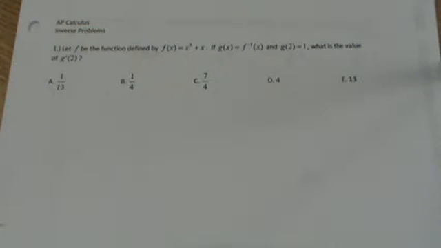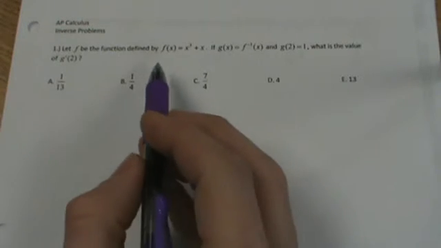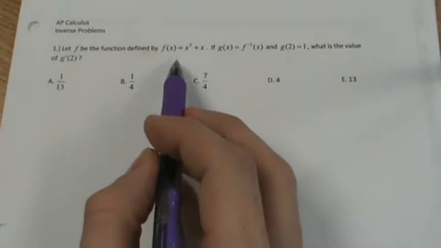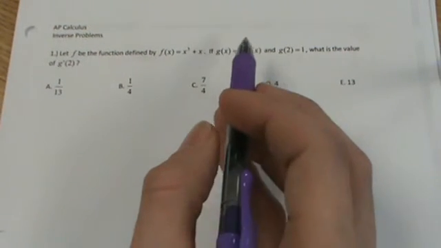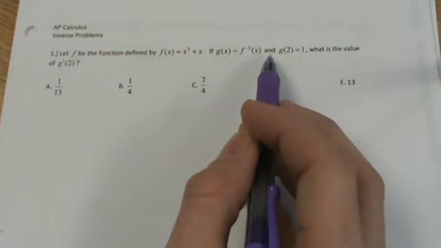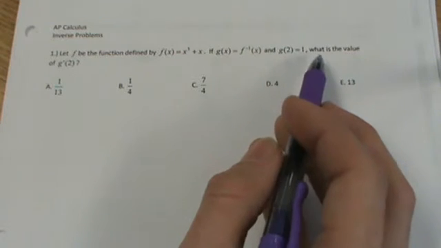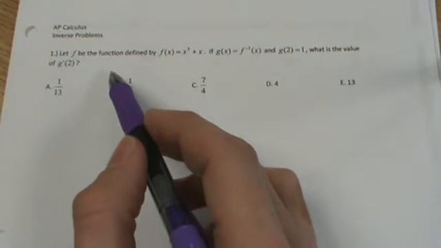All right, we're going to take a look at a couple examples of inverse problems from the lesson we just heard. These are just different examples that have been in different AP review books. Our first one says, let f be a function defined by f of x equals x cubed plus x. If g of x equals the inverse of f of x and g of 2 equals 1, what is the value of g prime of 2?